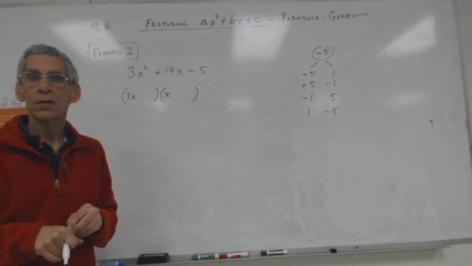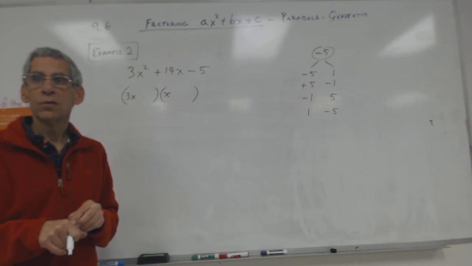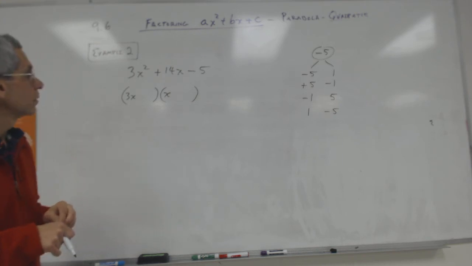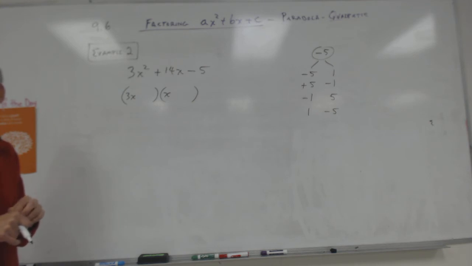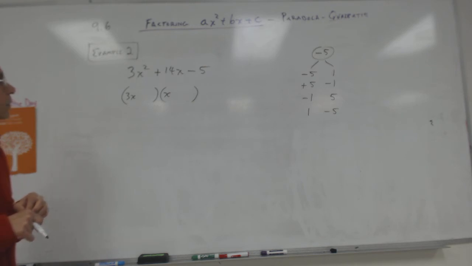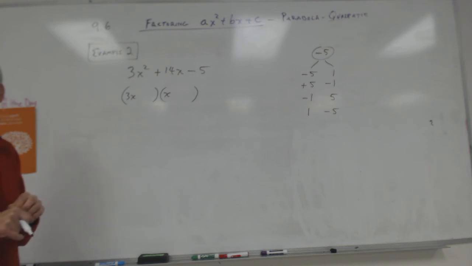But in my mind, I'm looking at my possibilities, these possibilities of 5 and 1. My mind immediately goes to the middle term, which is the 14x. I know the only way I'm going to get near 14 is to probably multiply 3x times 5. That's 15. That gets me near 14.